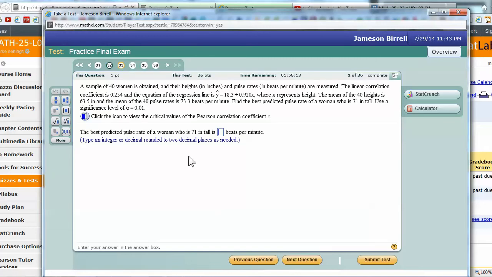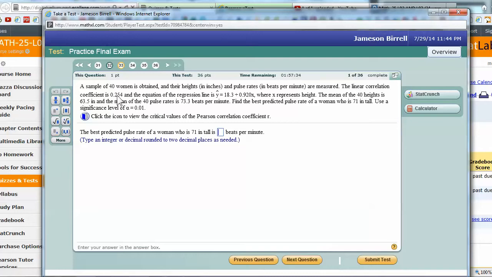A sample of 40 women is obtained and their heights in inches and pulse rates in beats per minute are measured. The linear correlation coefficient is that number. You know what? This may have been a question I already did a video for, because remember how I told you that these are pooled questions? I think I did a similar one to this. I don't know. Or just earlier in the summer when we were talking about chapter 10. Either way, I'll just go through with it anyway.